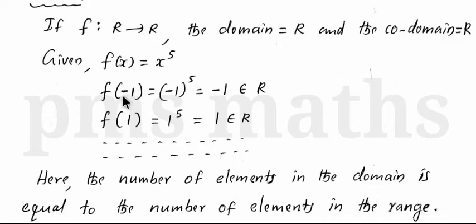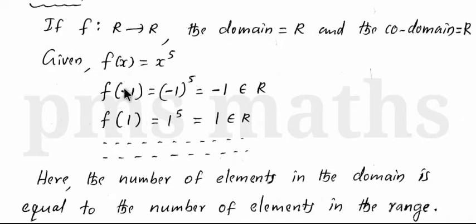Therefore, first take, for example, -1, then 1, 0, etc. Any number can be taken for x, since x belongs to this R. Therefore, we can take x is equal to -1 first. Substitute x is equal to -1: -1 whole raised to 5 is nothing but -1. This -1 belongs to R. R means this is a real number. Therefore, we can write belongs to R. This R is nothing but codomain.